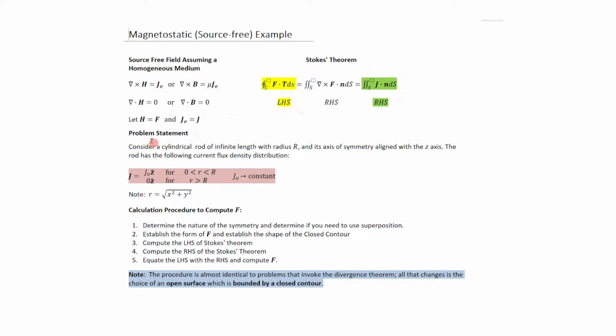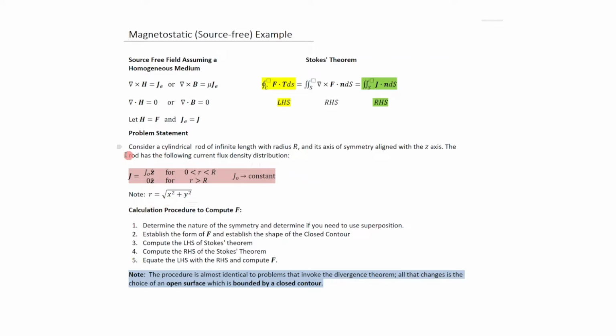The problem statement we'll use here is to consider a cylindrical rod of infinite length with radius capital R and its axis of symmetry aligned with the z-axis. The rod has the following current flux density distribution. For 0 less than r less than capital R, the current flux density is pointing in the z-hat direction, and J0 is a constant value. Once you get outside of capital R, then there is no current flux density. Again, r is the square root of x squared plus y squared.